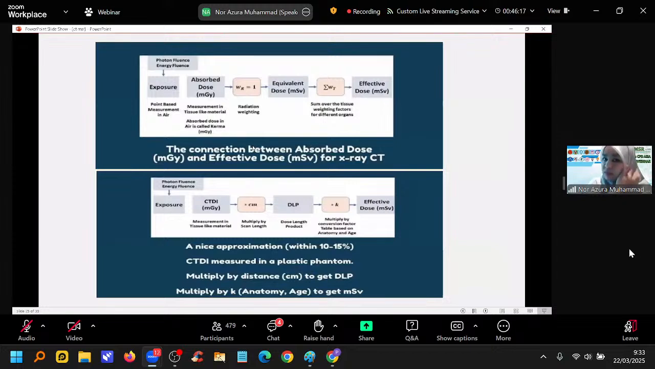The connection between absorbed dose and effective dose is that absorbed dose is about the energy deposited in tissue, and effective dose is about overall biological risk, accounting for where the dose is absorbed. So both are related, but effective dose helps us to assess the patient risk and also to guide radiation protection and safety.